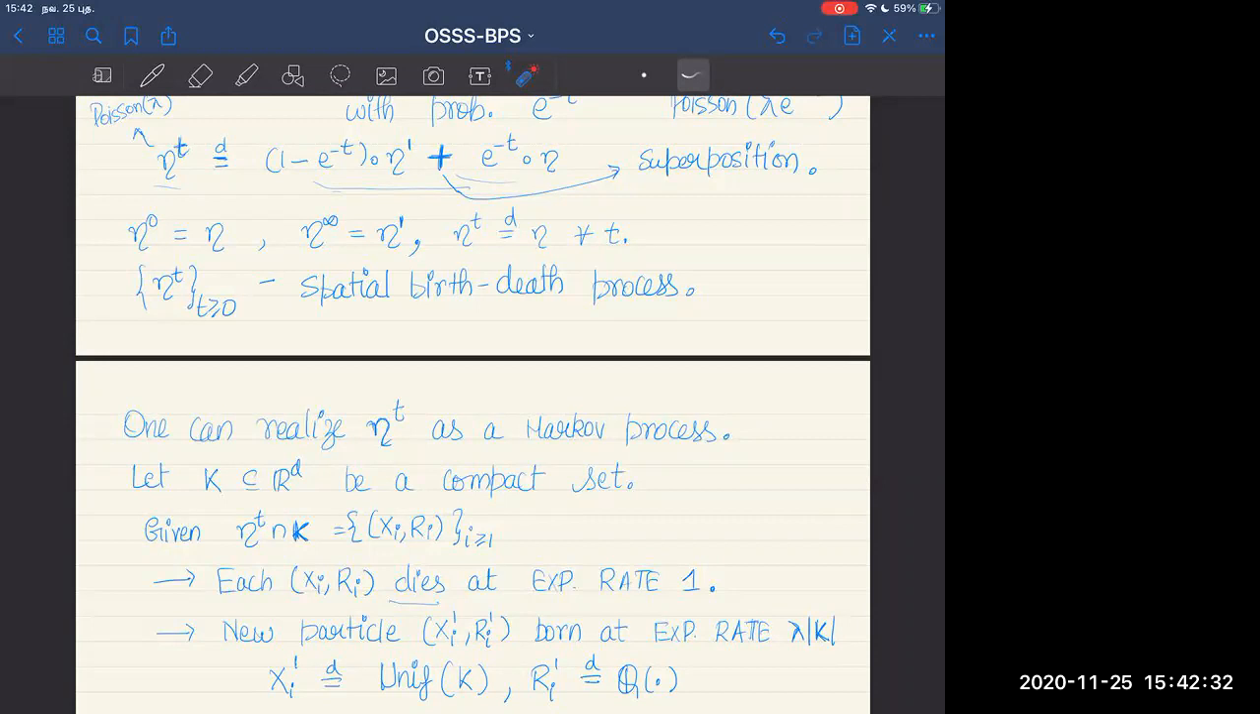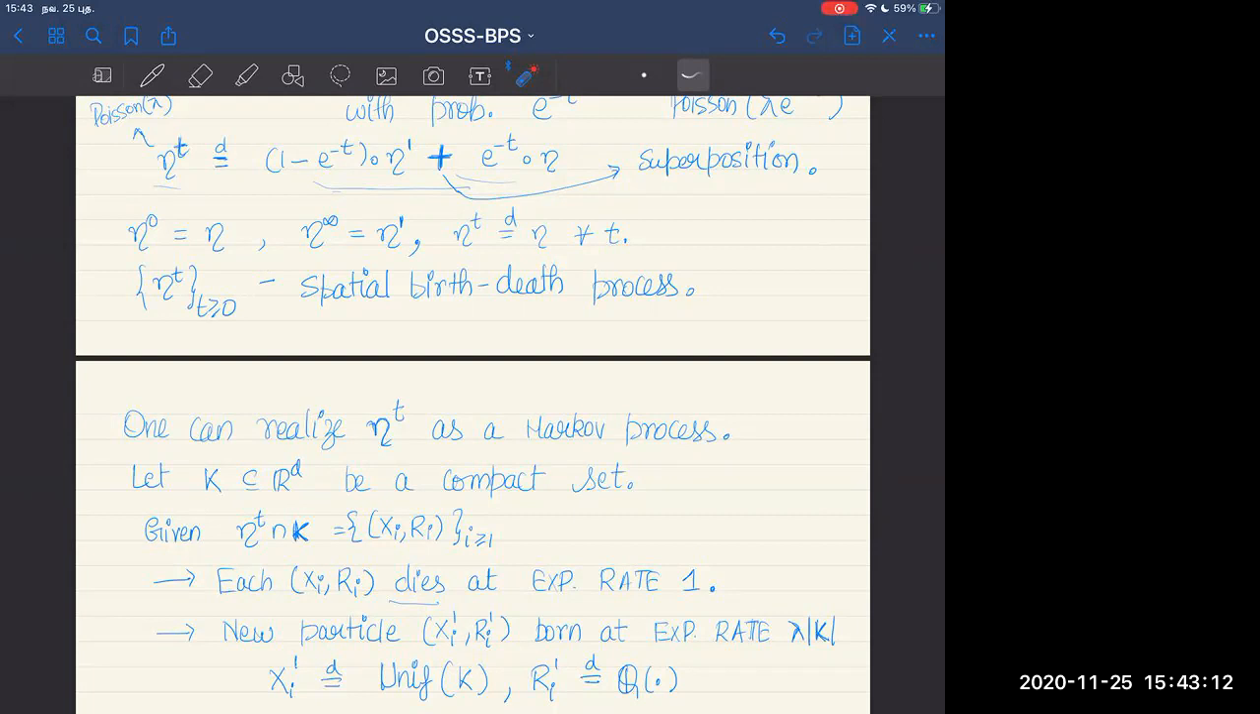Very simple. So you have two competing exponential clocks. One is rate 1, one is lambda times the volume. When one clock wins, you pick a point uniformly at random and kill it, and then you have a point being born at this rate. So every point has an exponential rate 1 of dying, and new points are born at a rate dependent on the size of the window. And this way you can get a Markov process, and this semi-group is called the Ornstein-Uhlenbeck semi-group, but that is not so important for the talk.